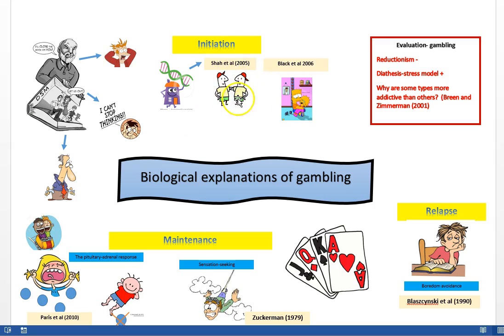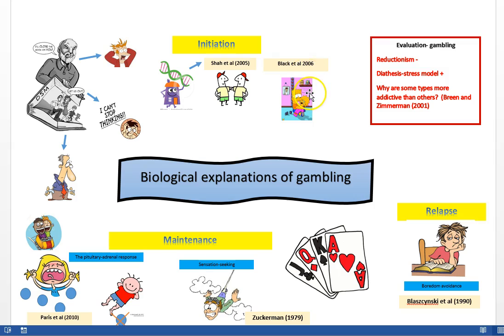So what psychologists have done, so Shara et al. in 2005, they found that, for example, in twin men, there has been a genetic transmission link between the two of them. So that means, for example, if one of the male twins has a gambling addiction, the other one actually does as well. Black et al.